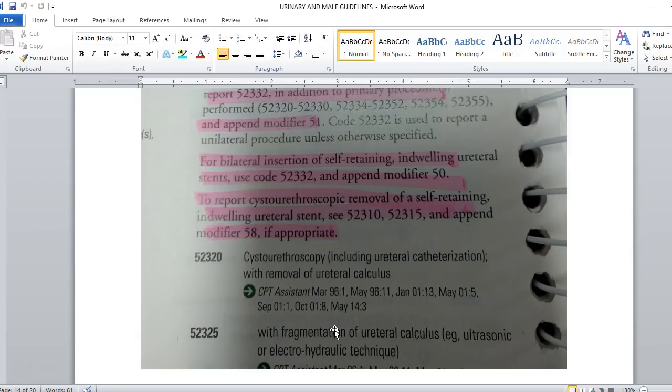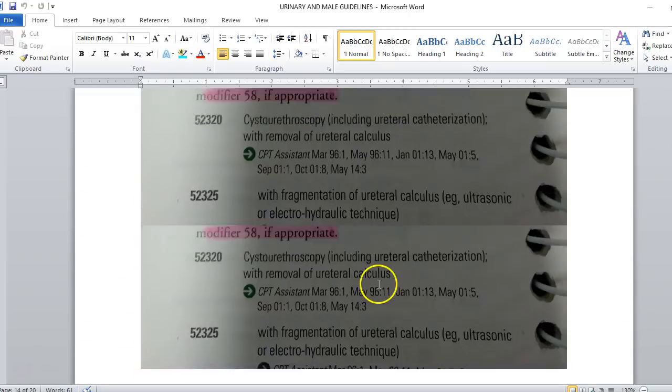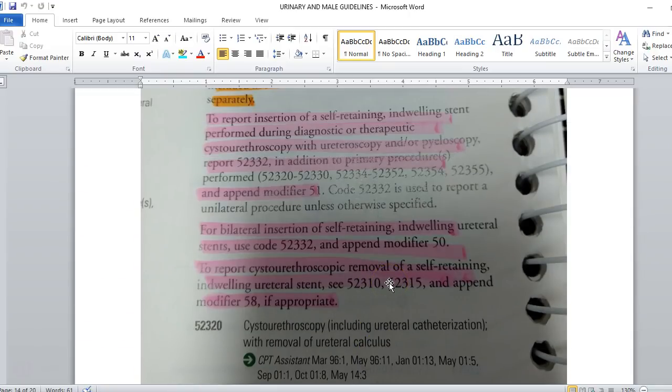Okay. Now, the last little section that we're going to see before we get to the urethra itself is the transurethral surgery. Now, for the transurethral surgery, there are no guidelines, but this is the way to remember it. Transurethral surgery will always be coded in the urinary system because we're going through the urethra, transurethral, to get to the issue. In this case, it's usually going to be the prostate.